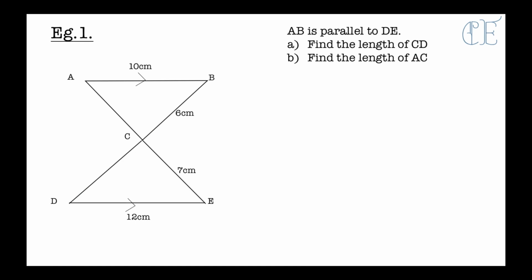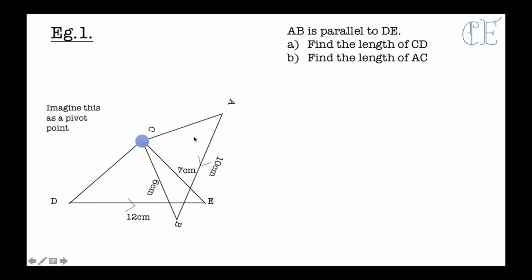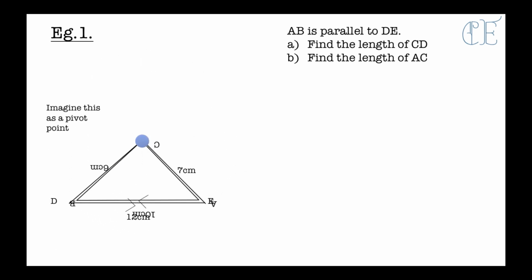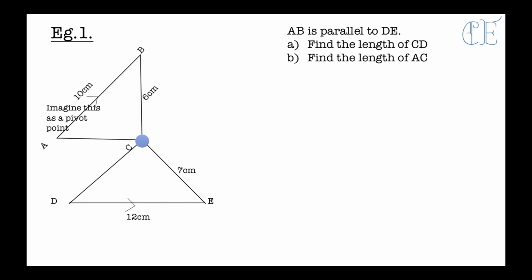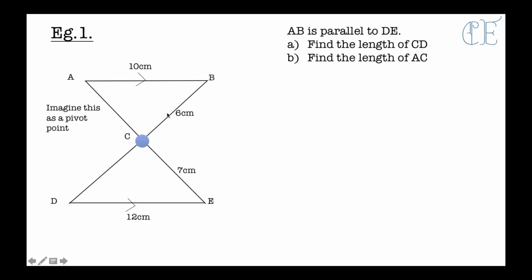Okay, let's have a look at this example. This is a little bit different. So I need to find the length of CD and the length of AC. So CD is this length here, and AC is this length here. So first of all, we need to look at this diagram as if it's kind of like a pivot. So actually it's that way round that the sides match. So it's the opposite sides that are matching. Okay, so this 6 doesn't go with this 7. Alright, it goes with this one. Okay, this 10 and 12 do go together.